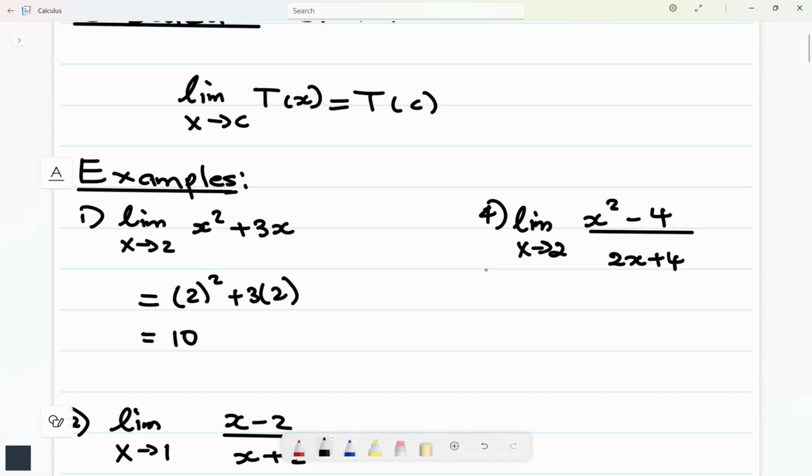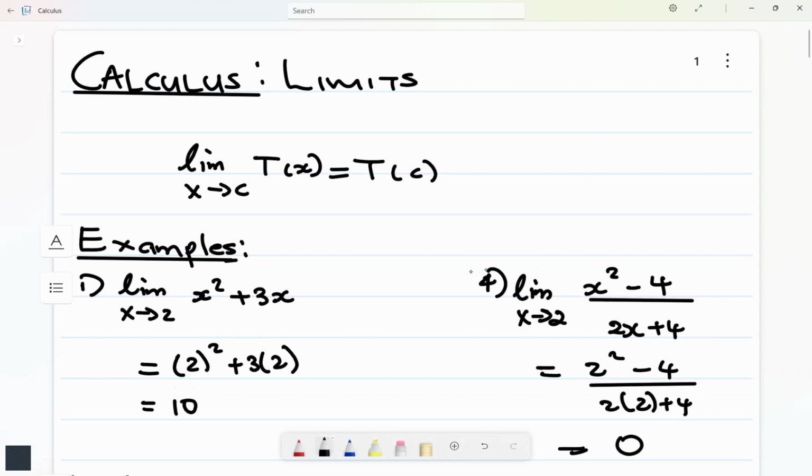Yes, I can. Why? Because 2 multiplied by 2 is 4, 4 plus 4. Can you see that? It does not breach any rules, okay? So I do not want to divide by 0. 0 is acceptable at the numerator, it's fine, but you do not want 0 at the denominator, okay? So we're going to say this is equal to what? 2 squared minus 4 divided by 2 into 2 plus 4, which is 0 divided by anything, it is 0.